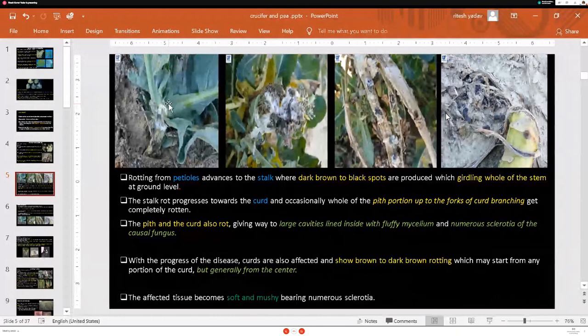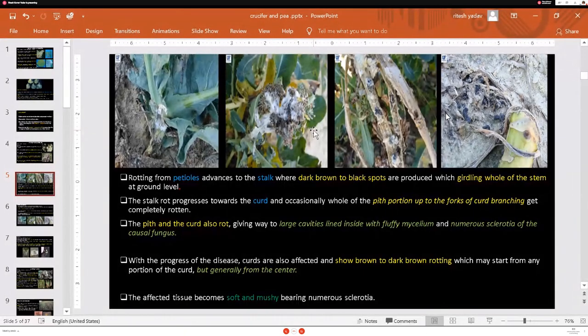Their mycelium is very cottony, very fluffy. You can recognize the mycelium immediately if somebody observes this disease in the field. Gradually it will cause infection on the lower stem or the collar region, and it will cause a girdling effect, some kind of depressed ring-like thing. Slowly it progresses on the curd as well. So again, fluffy mycelial growth can be seen.